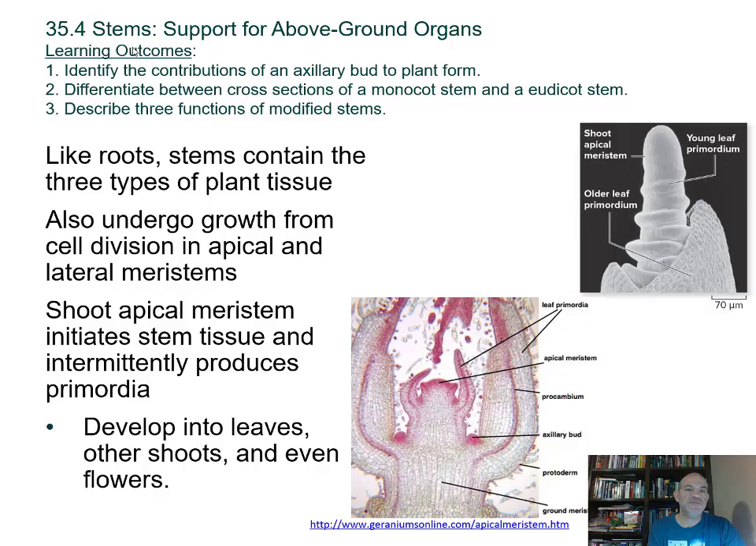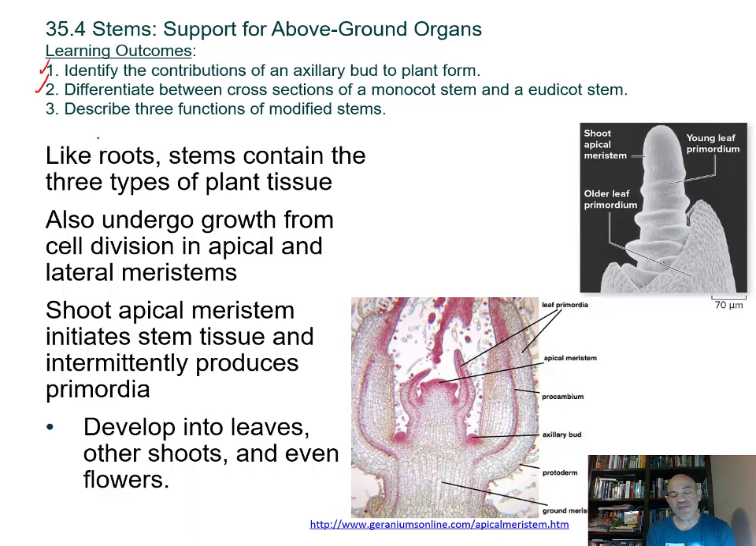So in this section, we're going to look at stems. And the stems are going to be support for above ground organs. So your learning outcomes here are going to be one, to identify the contributions of an axillary bud to plant form. And then two, differentiate between cross sections of a monocot stem and a eudicot stem. That's something you're going to be doing in lab as well. So we can become familiar with it here. You need to know a bit about it here, also in lab.